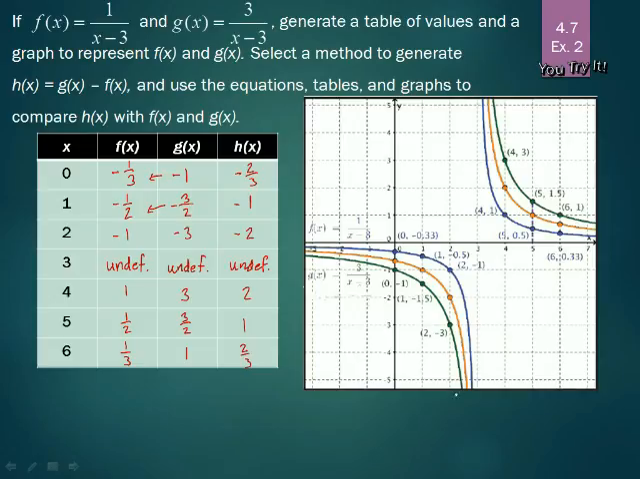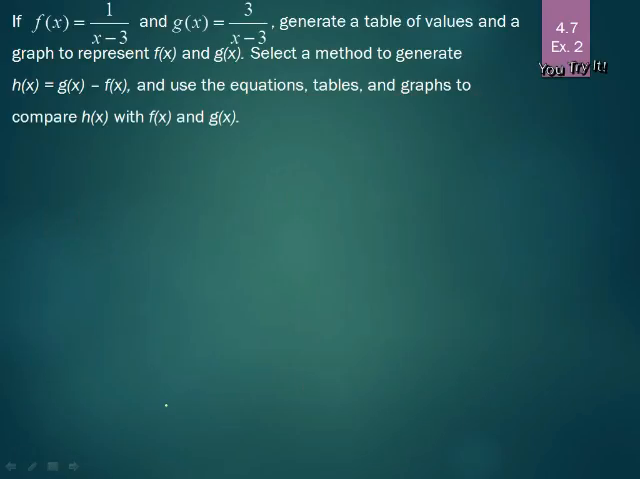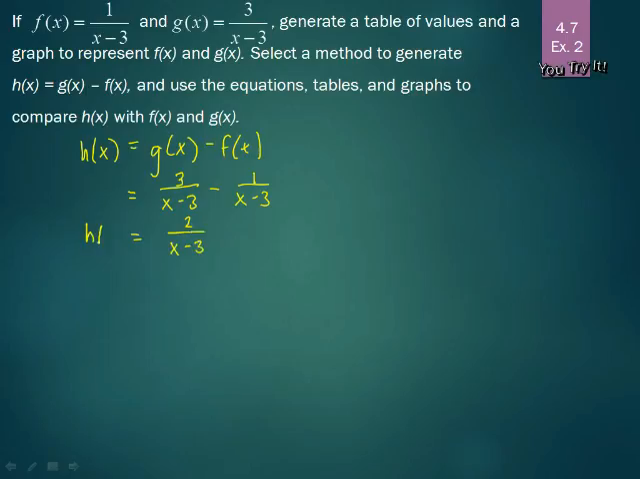Now let's go ahead and find the equation as well. So to find the equations, this is pretty simple. We're just going to take, again, h of x. We know that that's just g of x minus f of x. And so g of x is 3 divided by x minus 3, and then minus f of x, that's just 1 divided by x minus 3. And so since they have the same denominator, that's just subtracting two fractions, so we can just subtract the numerators there. So 3 minus 1 is just 2. So we're left with 2 divided by x minus 3 equals h of x.